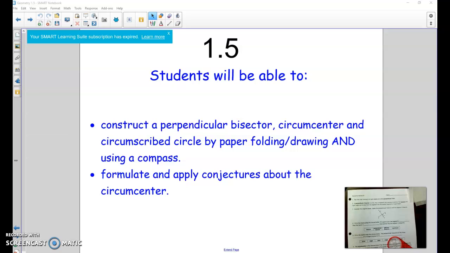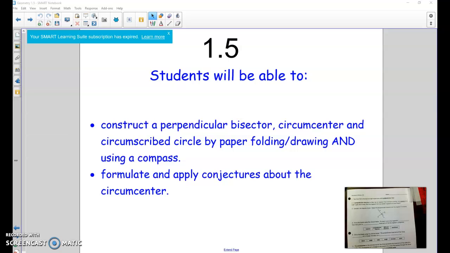All right, guys, this is lesson 5 from topic 1. For this lesson, you're going to need 3 sheets of patty paper and your compass. So you'll need your compass for this. So today we're going to be looking at perpendicular bisectors.